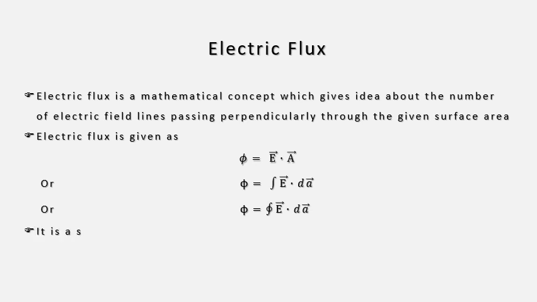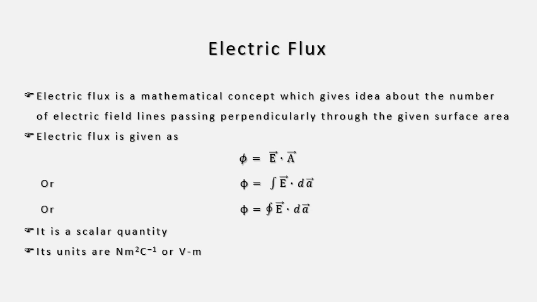We also know that flux is a scalar quantity because you are taking the scalar product, the dot product of electric field and area. So the answer has to be scalar. So flux is a scalar quantity. And we also know that flux is measured in terms of Newton meter square per coulomb or else volt into meter. So these are the basic things we are supposed to know about electric flux.